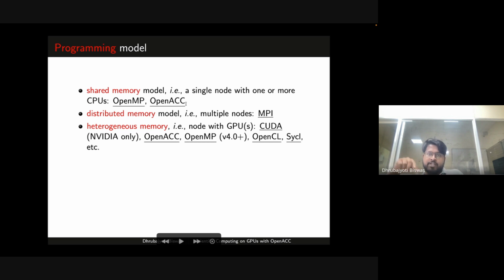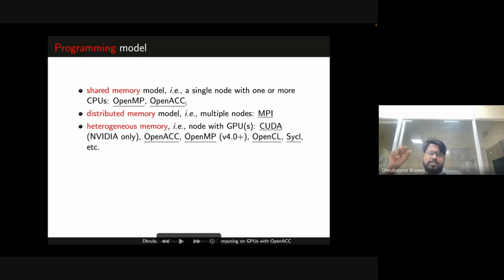OpenMP from version 4.0 has an option for offloading to GPUs. What is meant by offloading? That some portion of the code will be sent to the GPU for execution. That is what is meant by the terminology offloading. So some portion of it is computed in the CPU, some portion of it is offloaded to the GPU. So OpenMP has added support for that from version 4.